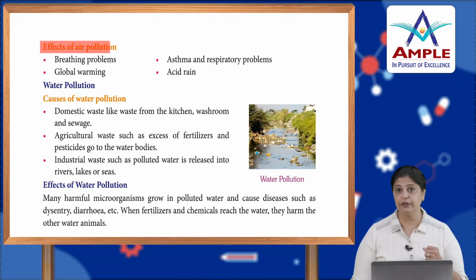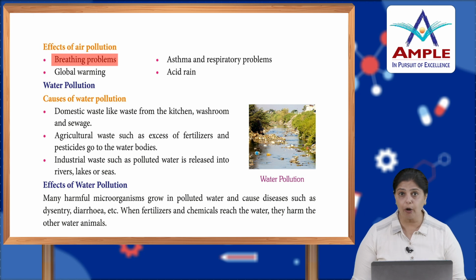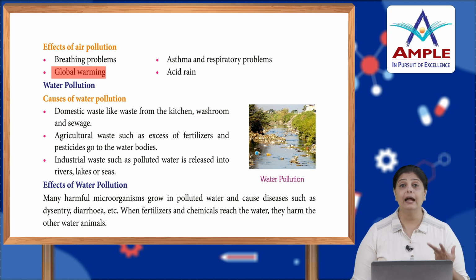What are the effects of air pollution? We have breathing problems, asthma and respiratory problems. Global warming happens, because there are no trees around. How will the air cool down? Trees help in a major way for the atmosphere to cool down, but because there are no trees, that is the reason why global warming is increasing, the heat is increasing in the environment.